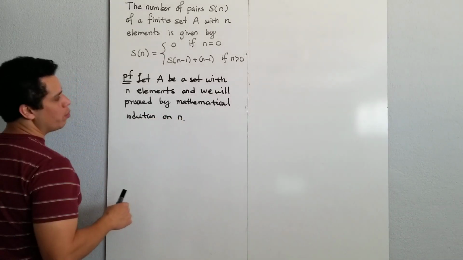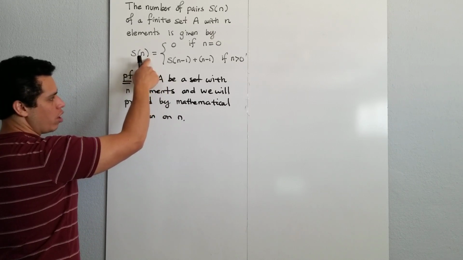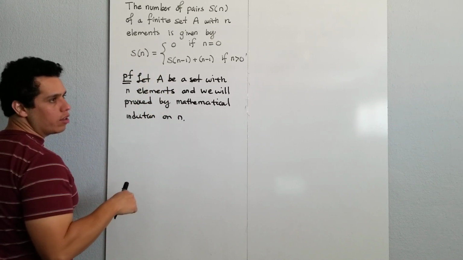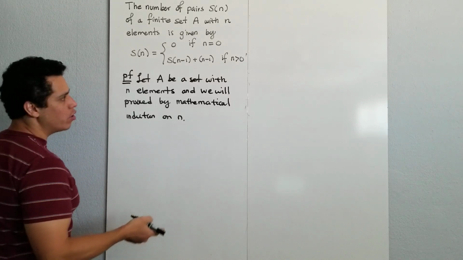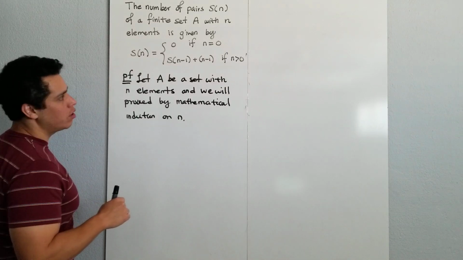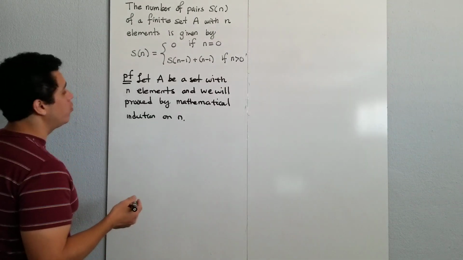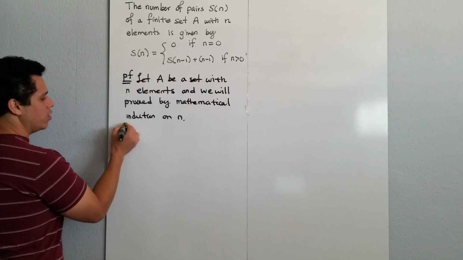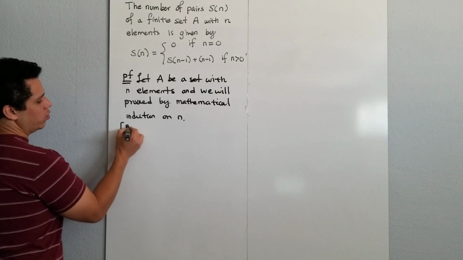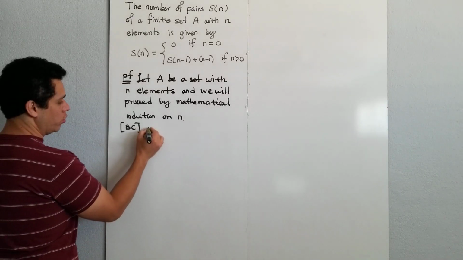So we're going to demonstrate that this expression actually determines the number of pairs that we can form from elements of A. So let's begin. Base case. What happens when n is equal to 0?